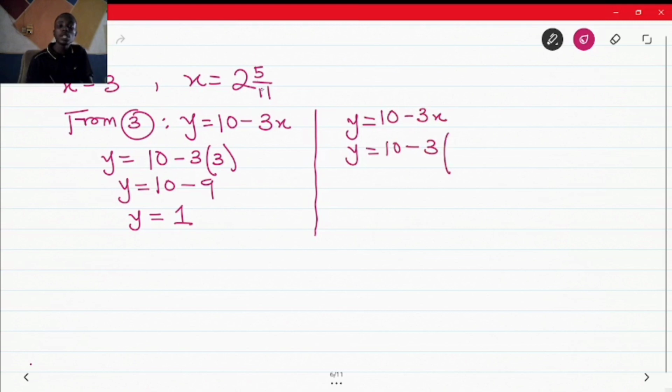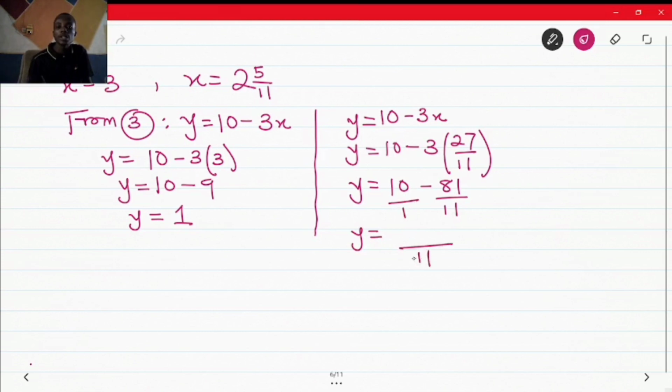This will give me an improper fraction. This will give me 27. 11 times 2, 22 plus 5, 27. 27 over 11. I think we got that the other time. So we have y equals 10 minus 3 times 27, which will give us 81 over 11. So how do I work this out? I can find the LCM, knowing that this is over 1. So I have 11 here. LCM of 1 and 11 is 11.